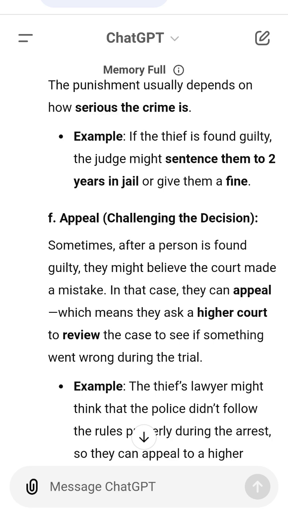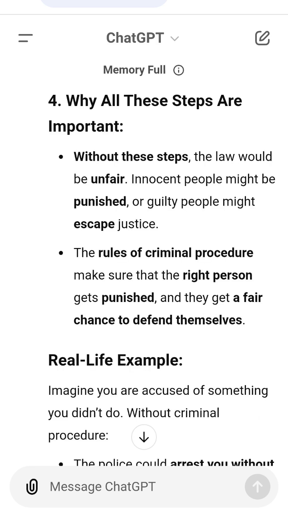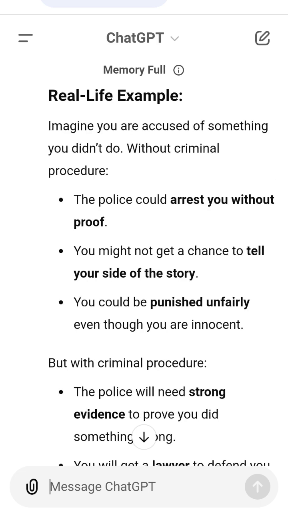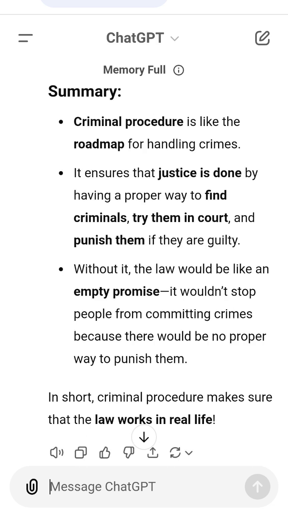Summary. Criminal procedure is like the roadmap for handling crimes. It ensures that justice is done by having a proper way to find criminals, try them in court, and punish them if they are guilty. Without it, the law would be like an empty promise. It wouldn't stop people from committing crimes because there would be no proper way to punish them. In short, criminal procedure makes sure that the law works in real life.